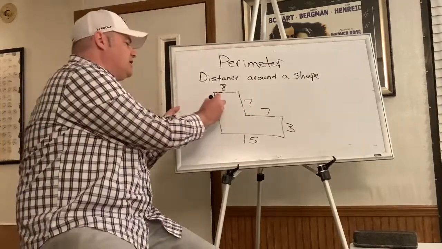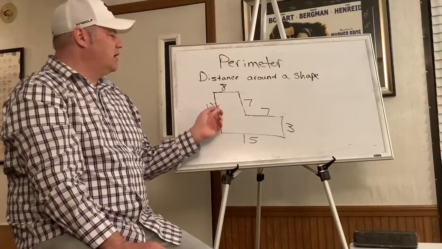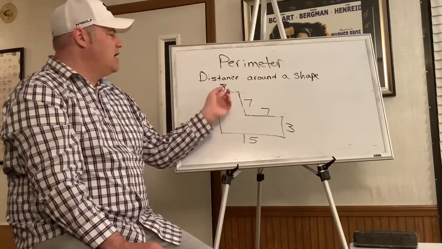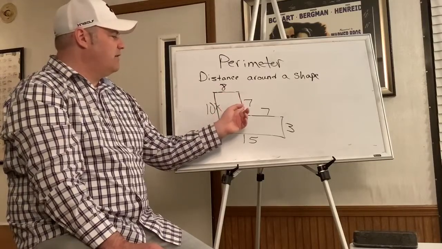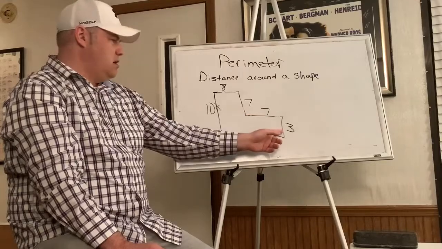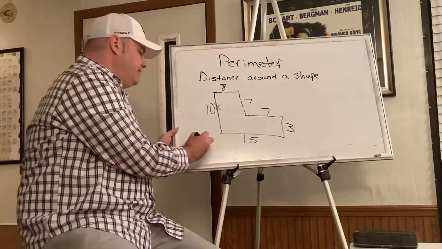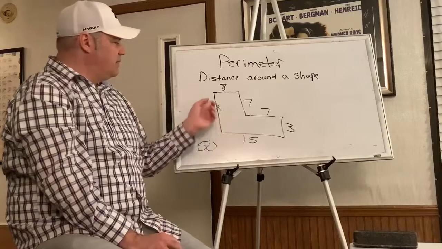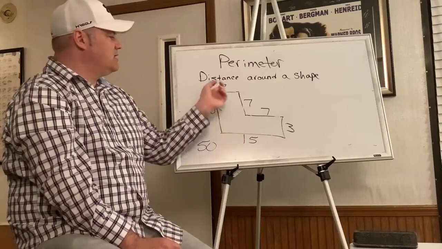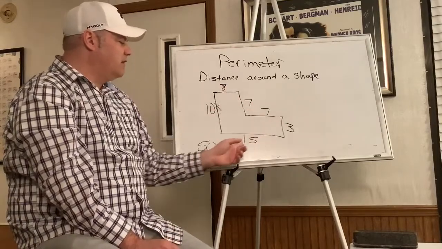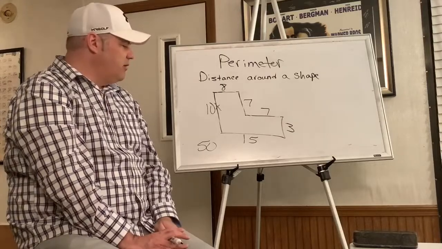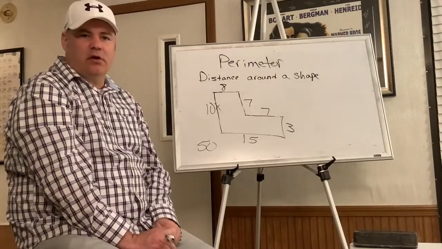So I put a little X. I'm going to start here so that I know I'm starting here, and I'm going to work my way around. 10, 18, 25, 32, 35, 50. And I know to stop there because I put my X. So just to check again, 10, 18, 25, 32, 35, 50. So the perimeter of this shape is 50. I just added all the numbers up.